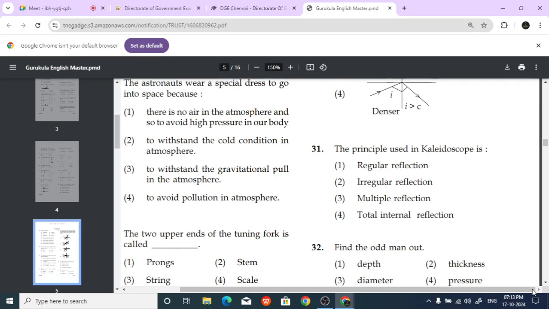Have you studied anything related to sound so far? No, sir. Maybe in 10th standard you will study sound. Okay. Find the odd man out. Question 32. Depth, thickness, diameter, pressure.